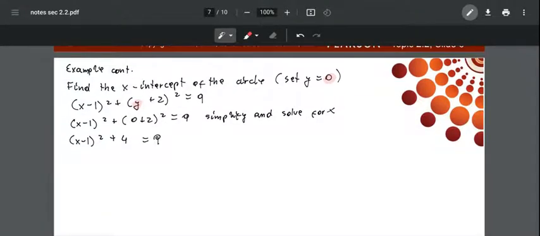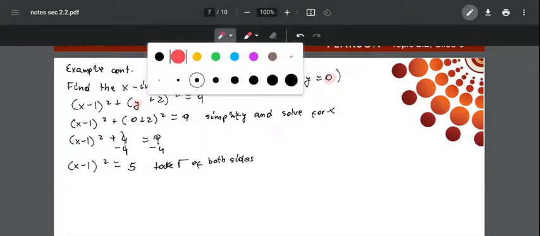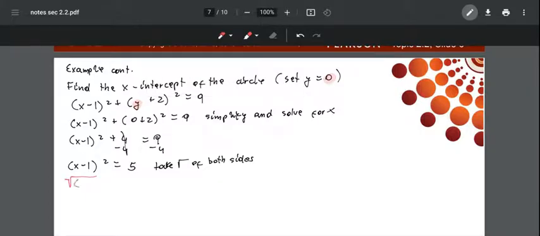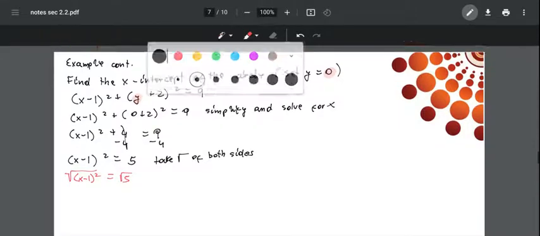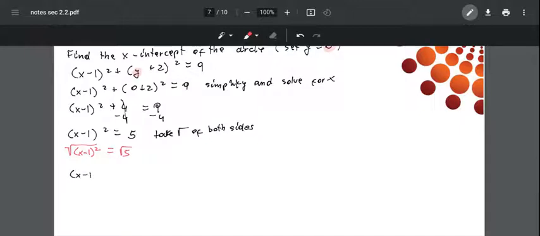The faster way to solve this for x is to subtract 4 from both sides. That will give you (x - 1)^2 = 5. To get rid of the second power, use the square root method. So we take the square root of both sides, which gives us the square root of (x - 1)^2 equal to the square root of 5. Now we're getting x - 1 equal to the square root of 5, which can be positive or negative. The square root of 5 is irrational.